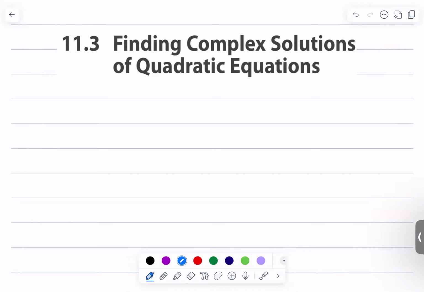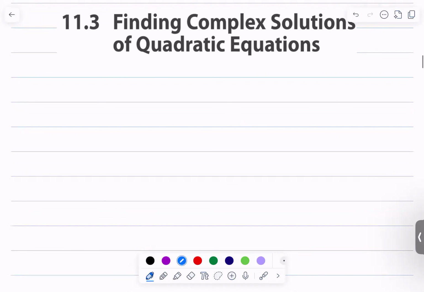So welcome everyone. This is 11.3, finding complex solutions of quadratic equations. In this lesson, we are going to use completing the square and the quadratic formula as our two ways to solve quadratic equations. We learned those two methods in module 9, 9.2 and 9.3. We're going to use those two tools to solve these. So first, a really quick review on completing the square and the quadratic formula.